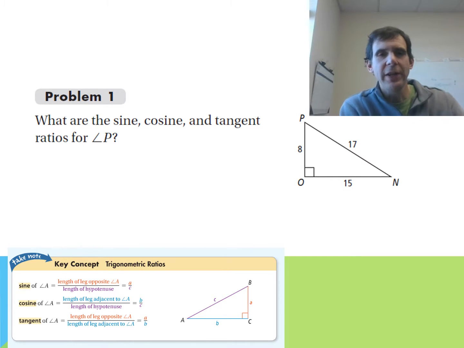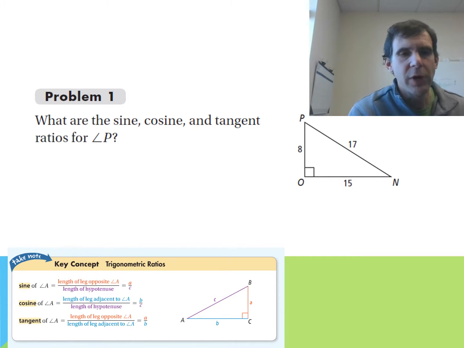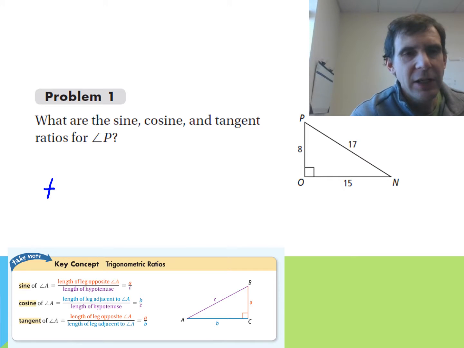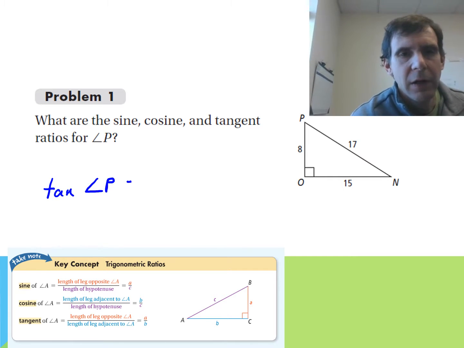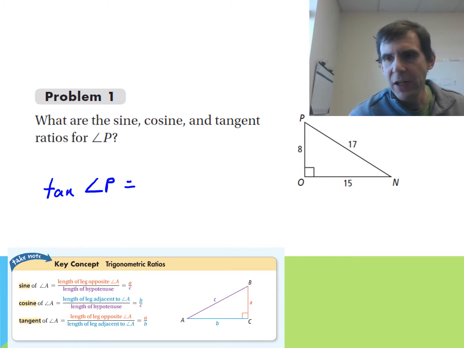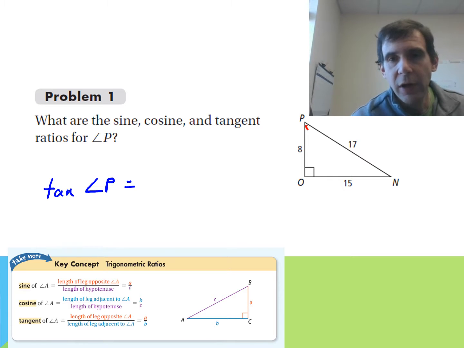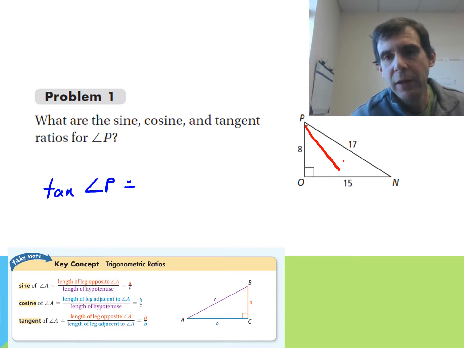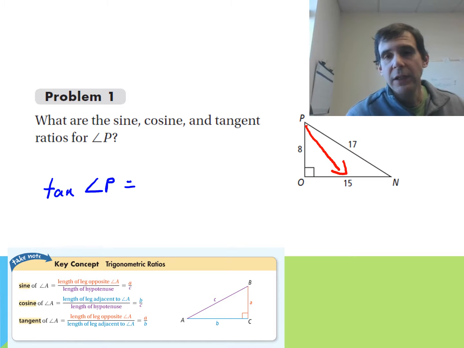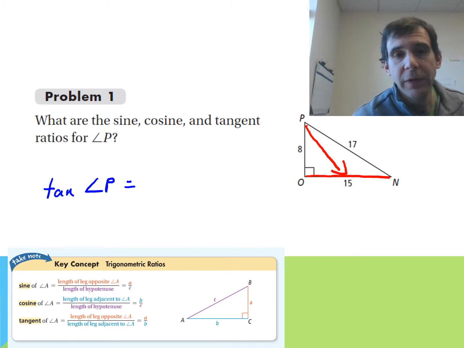Okay, so let's see how you did on this problem. We're looking for the tangent of angle P. Tangent wants you to find the length of the leg opposite of angle P. Opposite of angle P is ON, so that's 15.